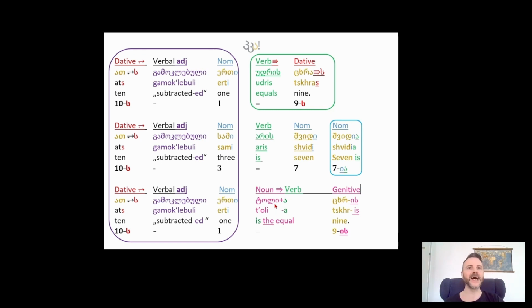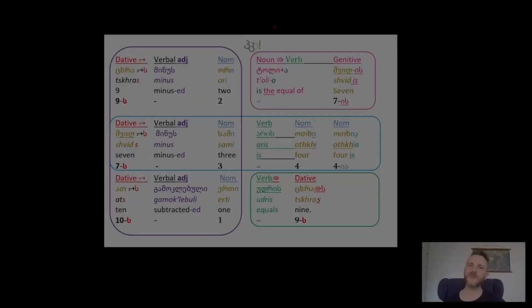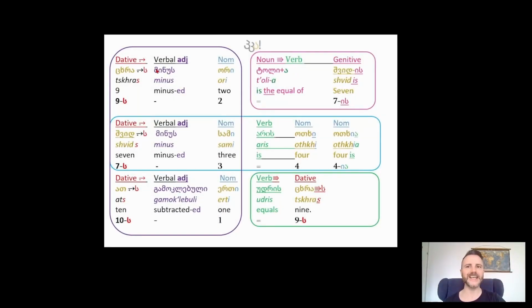So, at გამოკლებული 1 tolia 9-ს. Option 1, option 2, and option 3. Slide 3, just for practice, let's look at 9 minus 2 tolia 7-ს.